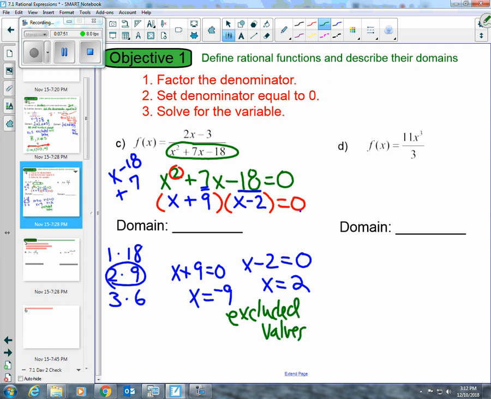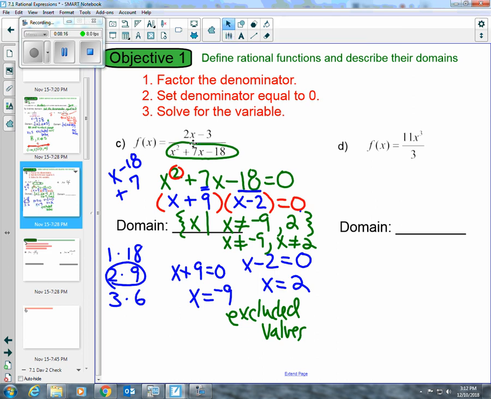So literally everything else. So the domain would be all real numbers, so all x's, where x can't be negative 9 or 2. So some people just list it like this. Some people might list it x is not equal to negative 9, comma x not equal to 2. If you want to say x for both of those, totally great. We just have to understand that there can be two excluded values or even more. If the denominator were degree 3, gosh, there could be up to 3 excluded values.